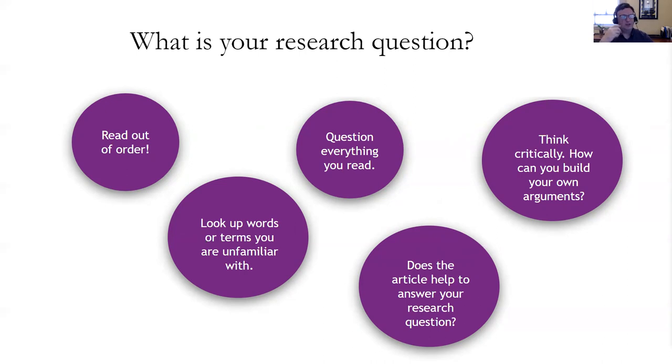The reason being is that reading it out of order will help you to understand these concepts, even if you're unfamiliar with them. Another thing I think is hugely important is to look up words or terms you are unfamiliar with. There's nothing wrong with seeing terms that just seem alien to you. Doing a search, it could be a Google search, you could look in an encyclopedia, even a dictionary, and just see, okay, what does this word mean and what is the context for it?